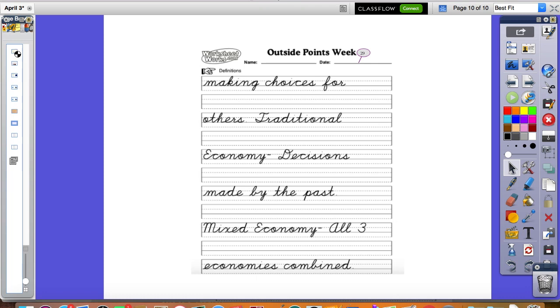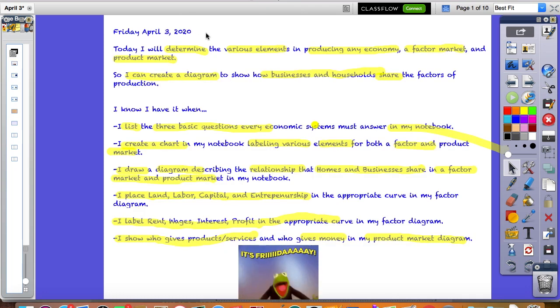But going back before we conclude today to our learning intentions and success criteria, I believe that if you completed this video, you should have determined various elements in producing an economy, a factor market, and a product market, so that you created that diagram to show how businesses and households share the factors of production. We listed together the 3 basic questions every economic system has. You created a chart in the notebook labeling various elements for a factor and product market.